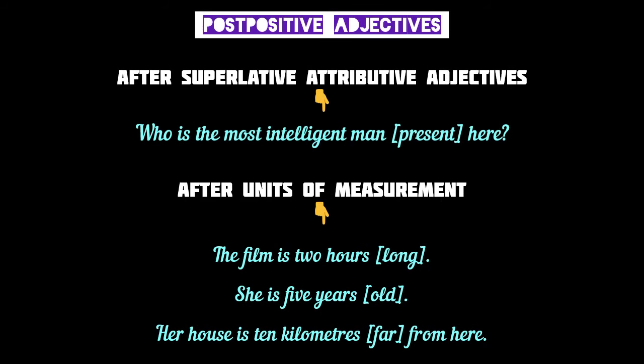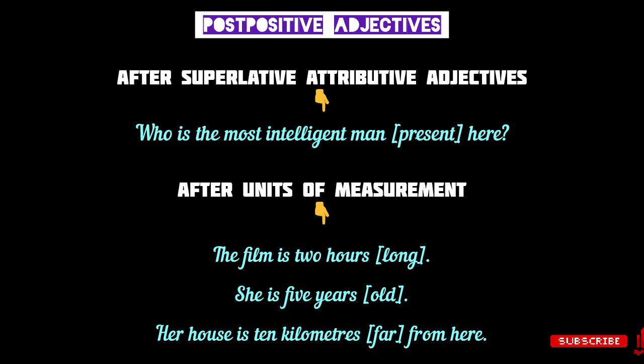A post-positive adjective may also be used after a noun before which a superlative degree adjective has been used attributively. And both these prepositive and post-positive adjectives modify the same noun. For example, who is the most intelligent man present here? You see, in this sentence, most intelligent is a superlative attributive adjective before the noun man. But the adjective present comes immediately after the same noun man to modify it as well. So present is a post-positive adjective here.